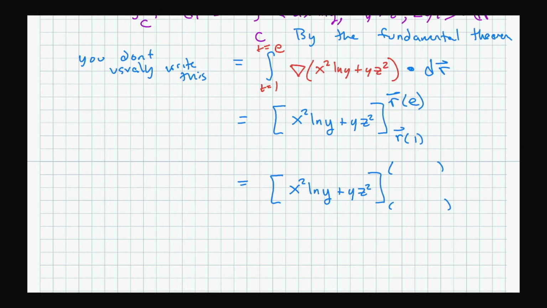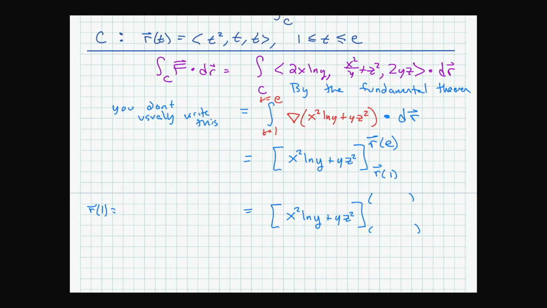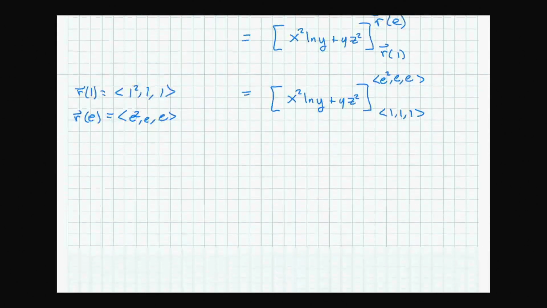So if you plug 1 into r, which is up here, t squared, t, t, right? So you end up with 1 squared, 1, 1, which is 1, 1, 1. So that's your bottom limit, 1, 1, 1. And then for your top limit, that's r of e, which is going to be e squared, e squared, e, and then you just plug those in.